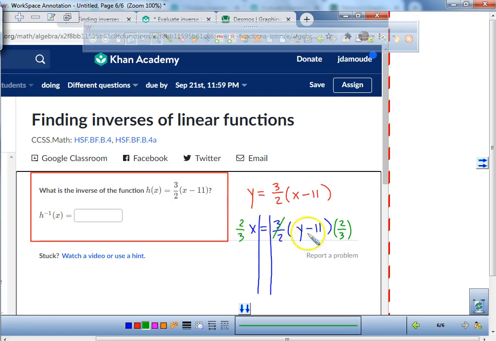And this 3 over 2 cancels out this 2 over 3. And look what I have left now. I've got 2/3 x equals y minus 11 by doing one step.